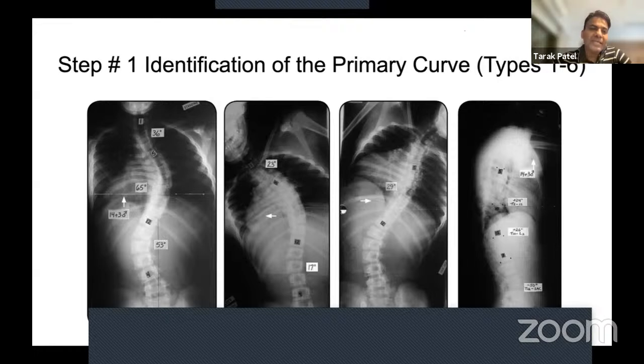Similarly, in this case, we can see that the major curve is the thoracic curve, which is 65 degrees. So that has to be considered as structural. The other two are more than 25, but when we see on bending, they are definitely correcting to less than 25.